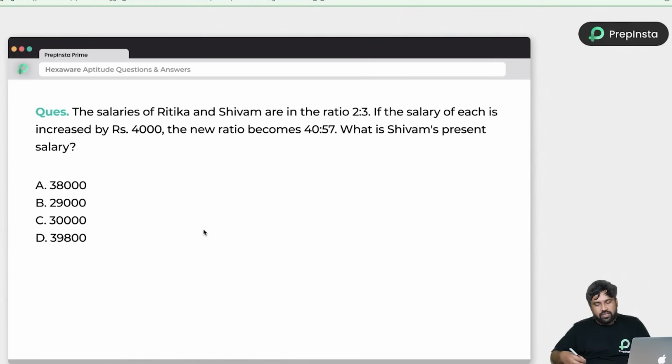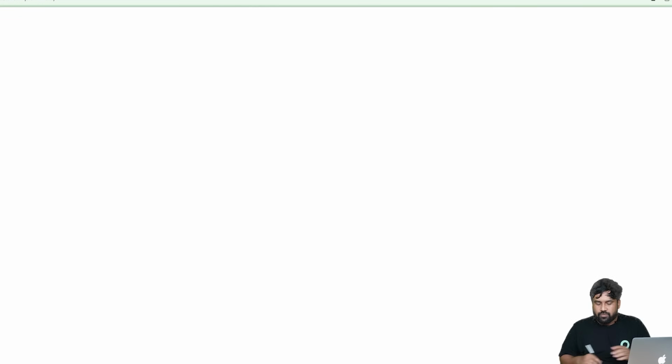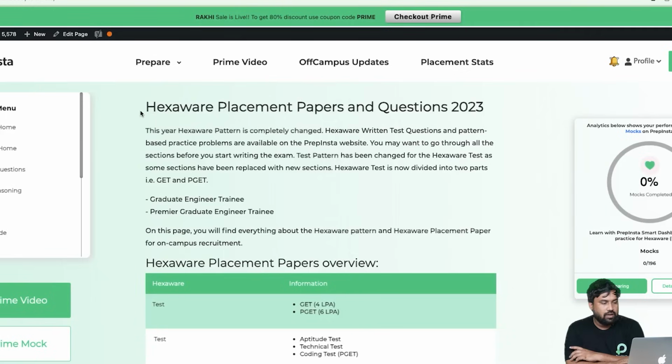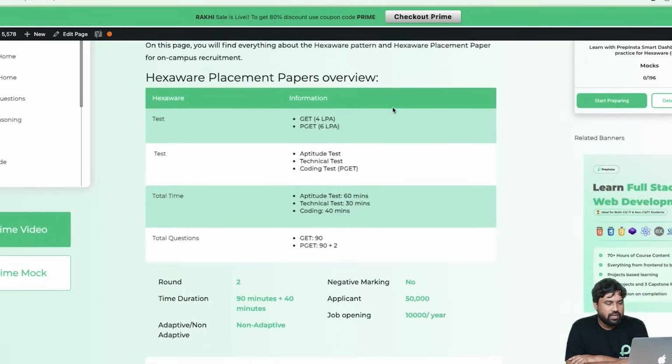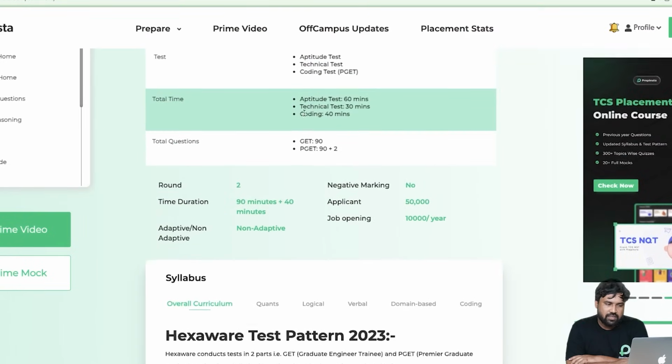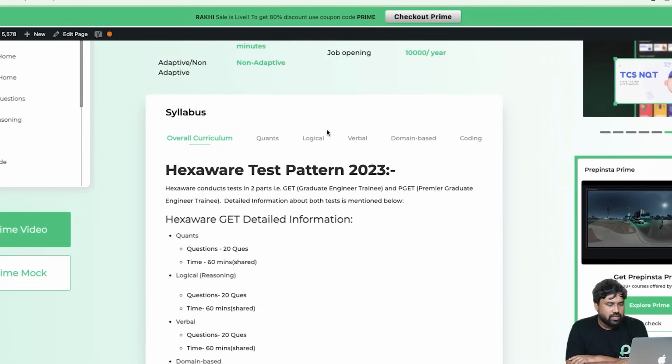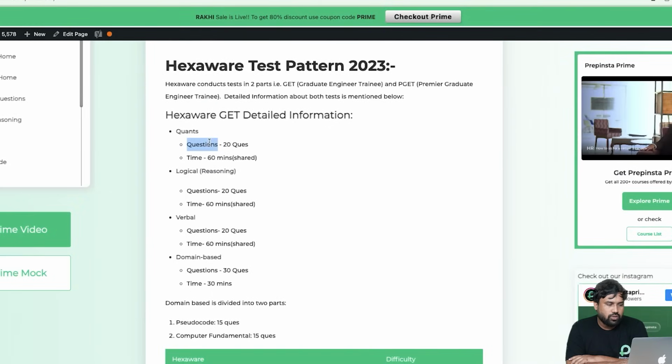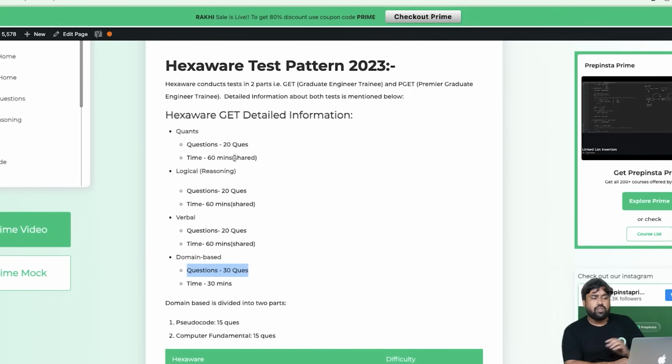And in order to practice more questions, I would like to tell you one thing: you can navigate through our Hexaware placement papers for 2023, and you can see we have a lot of test patterns with subtopics. For example, in quantitative aptitude you will get 20 questions, logical 20 questions, verbal 20 questions, and domain based 30 questions. So you need to save the time in these 20 questions.